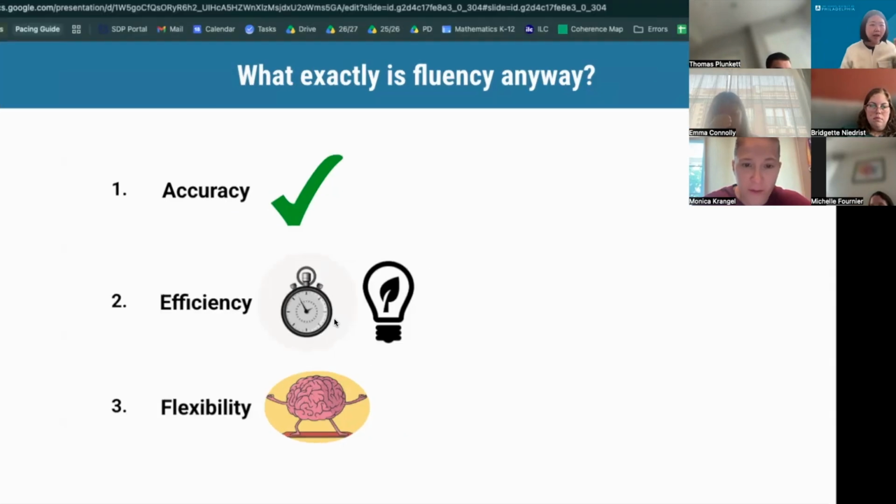So we're going to talk about how encouraging flexibility helps during that practice to get to a point of memorization and just knowing it.